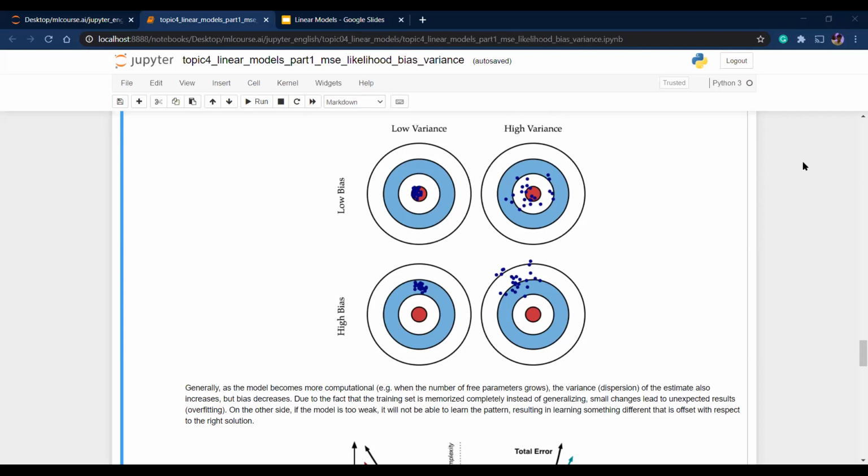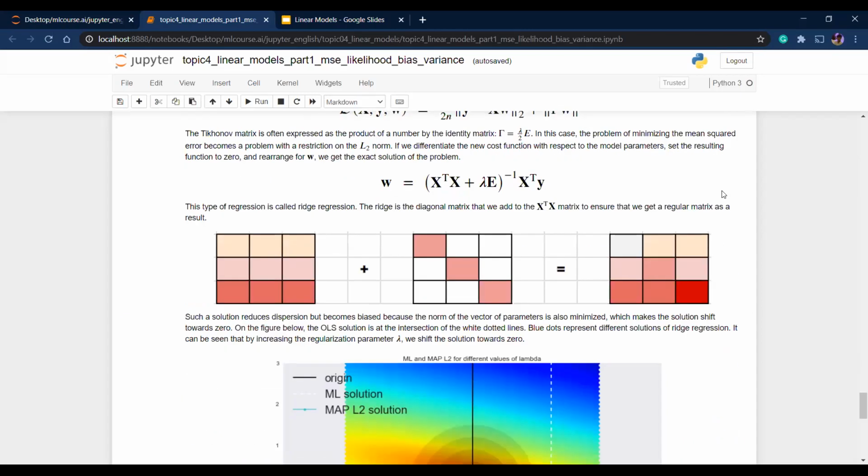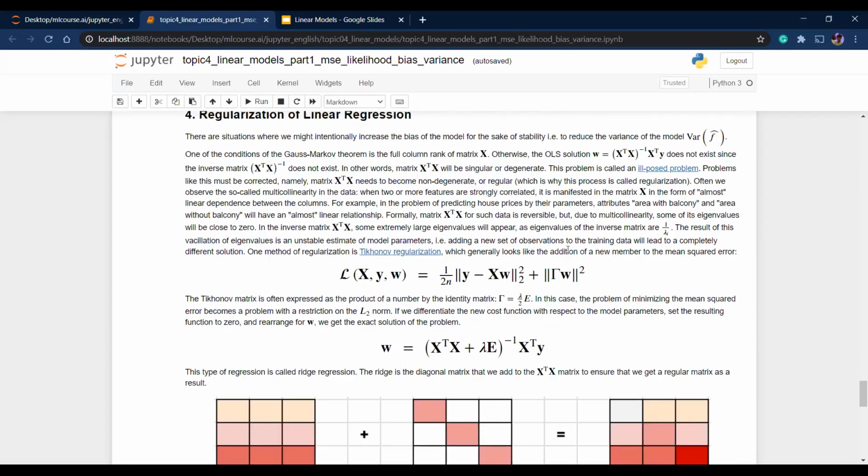For this question, I'll post a link in the Slack channel that I talked about a couple of moments ago. When you implement lasso regression or any kind of regularization, lasso means L1, and what I discussed here was L2. L2 is known as ridge, lasso is L1. But when you implement any kind of regularization, you change the cost function. You don't change the algorithm.